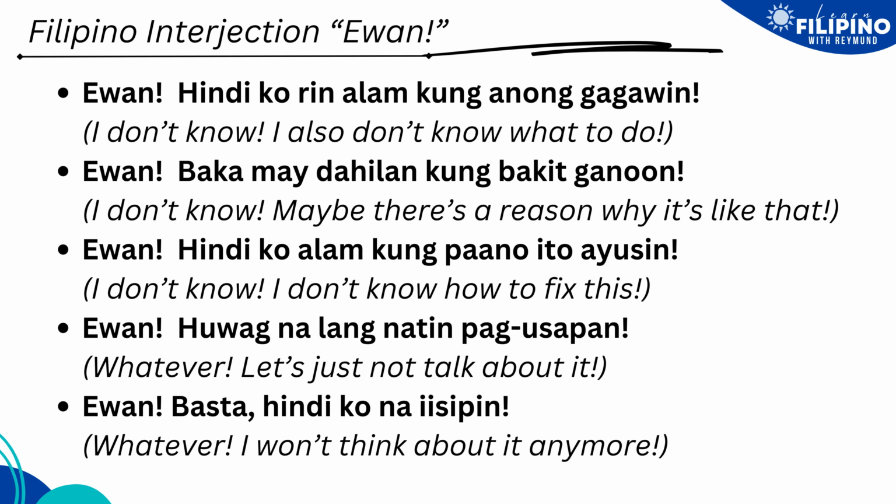Ewan, hindi ko rin alam kung anong gagawin. I don't know. I also don't know what to do. Alam is like know. Then gagawin is like will do. Ano is what.